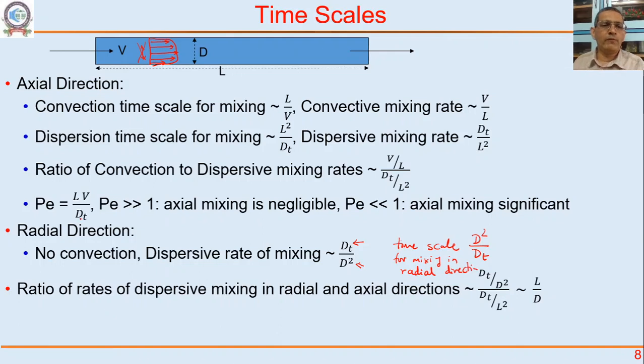So what do we want for plug flow? The ratio of dispersive mixing in the radial direction to that in the axial direction should be far greater than 1. So if I write dispersive mixing in the radial direction, that's dt by d square, and dispersive mixing in the axial direction, that is dt by L square, this ratio should be far greater than 1, which means L square by d square should be far greater than 1, or L by d should be far greater than 1.